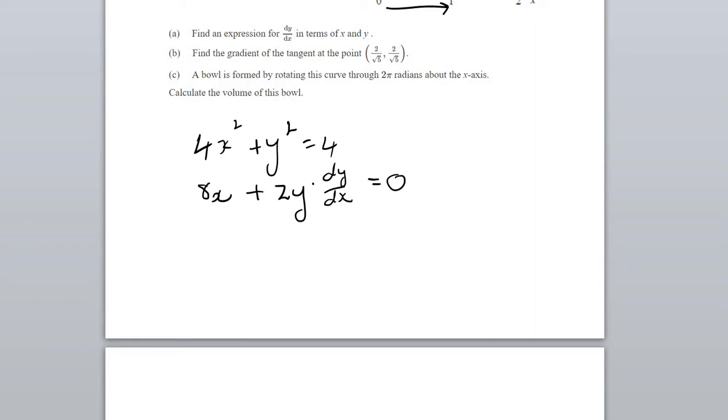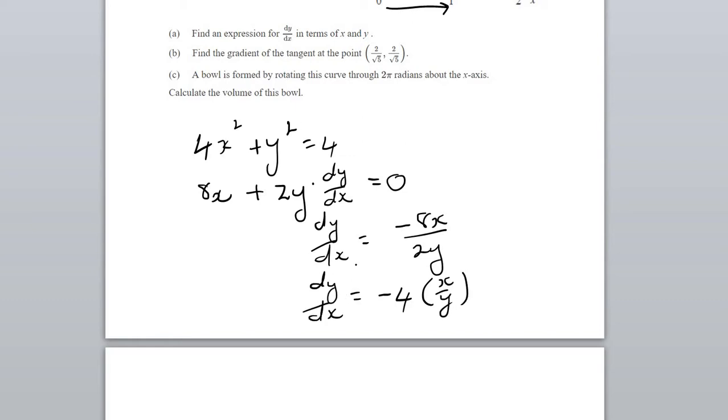Of course, we want to try to make dy dx, the derivative, the subject. So therefore, let's take this 8x over to the opposite side. So dy dx is equal to negative 8x divided by 2y. And now negative 8x divided by 2y can be simplified as negative 4 multiplied with x over y. So here I have my gradient function for the curve dy dx. So we have an expression for dy dx in terms of x and y. X and y is here on the right hand side. This was for part A.